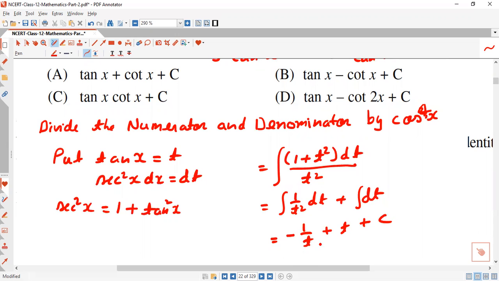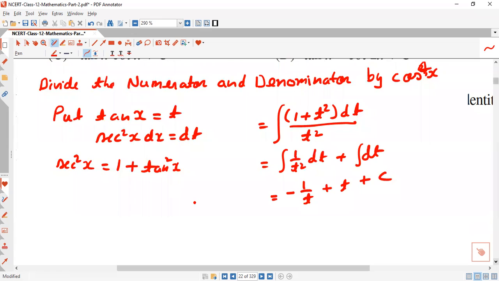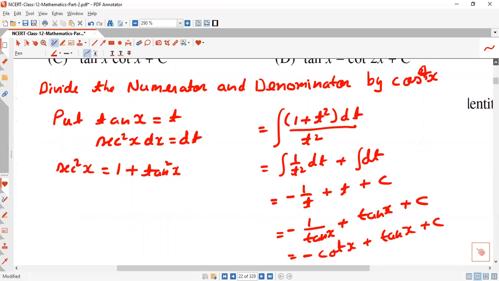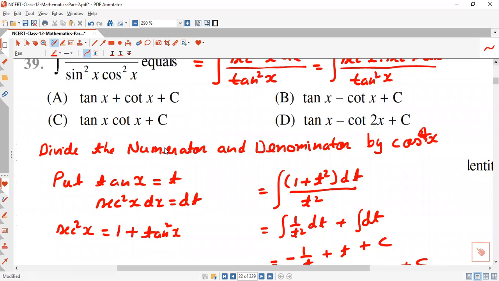Now we put the value of t equal to tan x. So it becomes minus 1 upon tan x plus tan x plus some constant c. It will be minus cot x plus tan x plus c. So tan x minus cot x plus c. B is the right answer. So this is the end of exercise 7.2 part three, and I hope you enjoyed it and understood the concept very well.